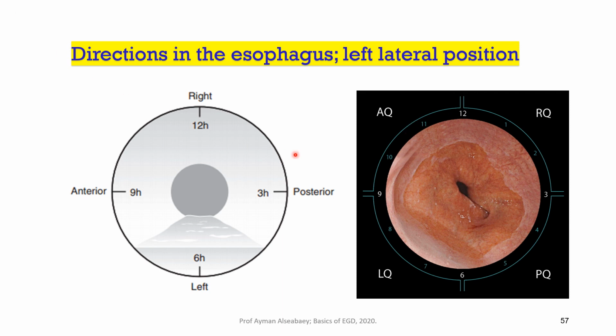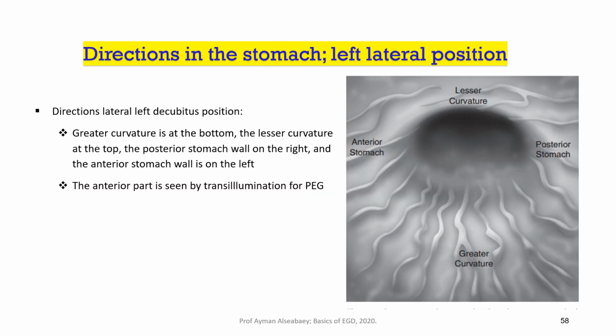If you have a patient with polytrauma and suppose that there is a perforation you see with the endoscope, the surgeon will ask you what is the direction of the perforation so he can know where to open. Should he open to the right of the esophagus or to the left of the esophagus? So in advanced centers, knowing the directions during endoscopy is mandatory.